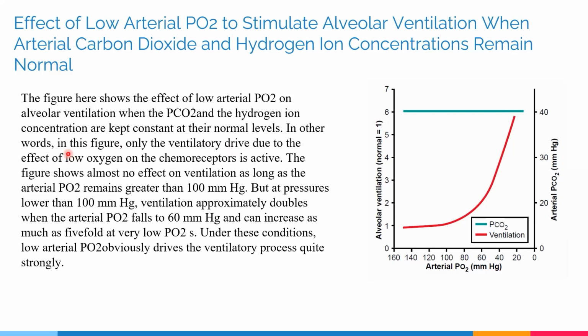In other words, in this figure, only the ventilatory drive due to the effect of low oxygen on chemoreceptors is active. So we can see only the effect of oxygen concentration on the chemoreceptors themselves. The figure shows almost no effect on ventilation as long as arterial PO2 remains greater than 100 mm of mercury.